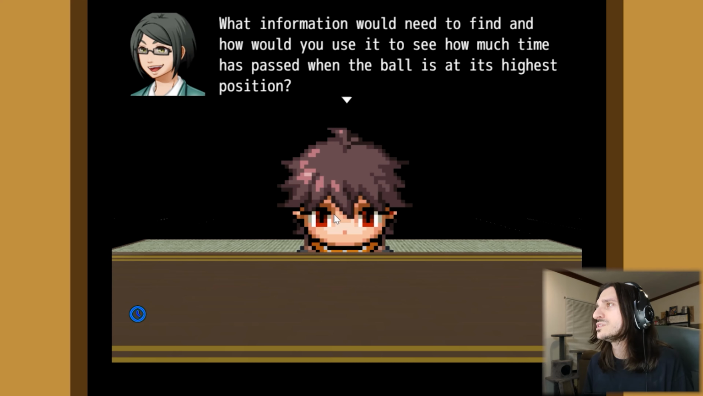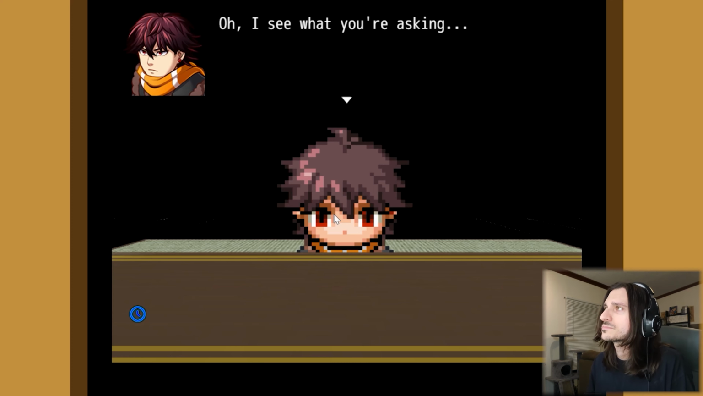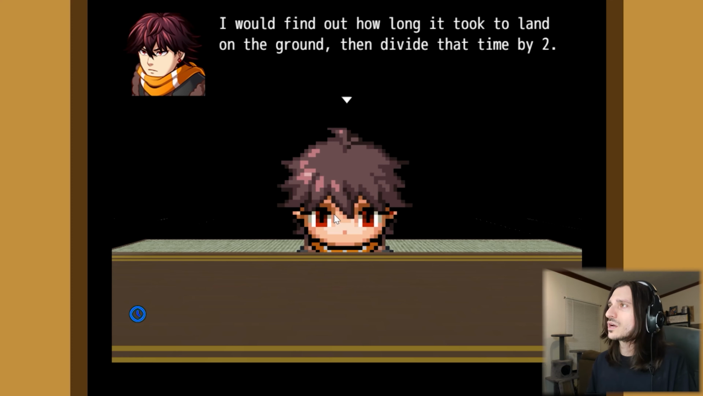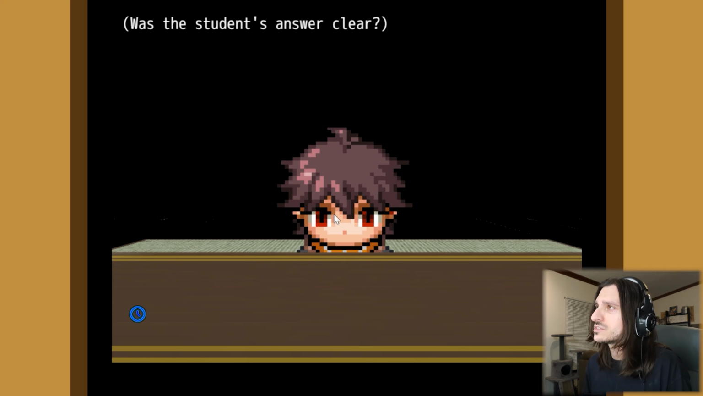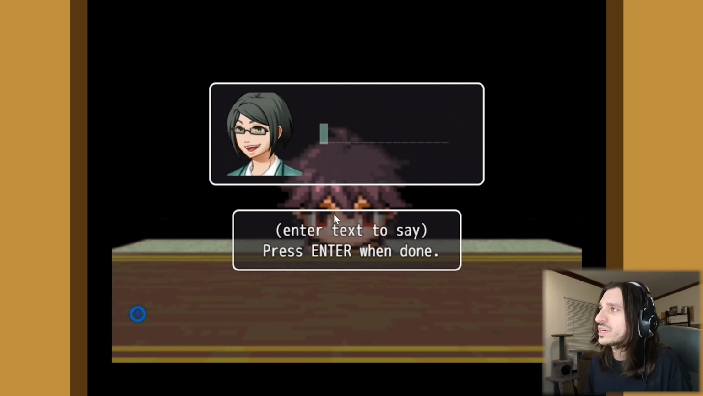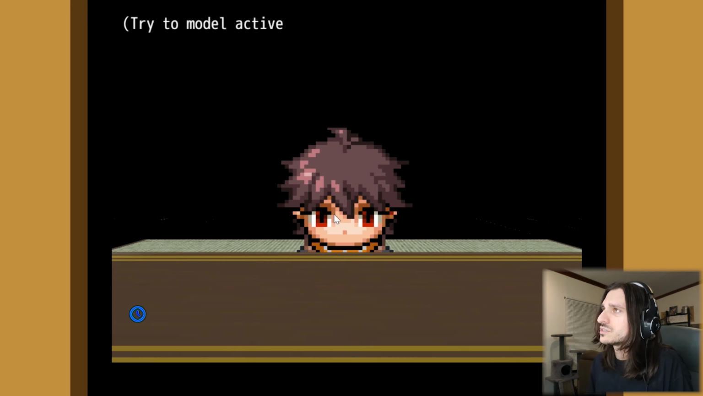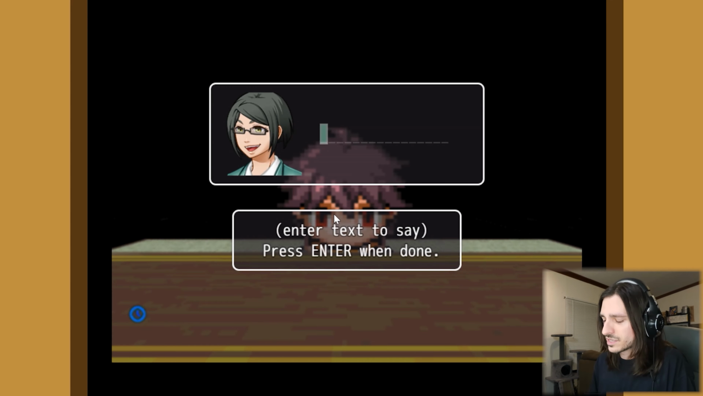What information would we need to find, and how would you use it to see how much time has passed when the ball is at its highest position? Oh, I see what you're asking. I would find out how long it took to land on the ground, then divide that time by 2. Okay, so it was clear, but we have to elicit reasoning now, right? Elicit. I mean, that's my answer. I don't know what else to say. Now we model the act of thinking.